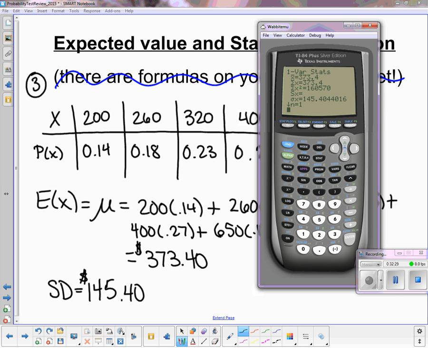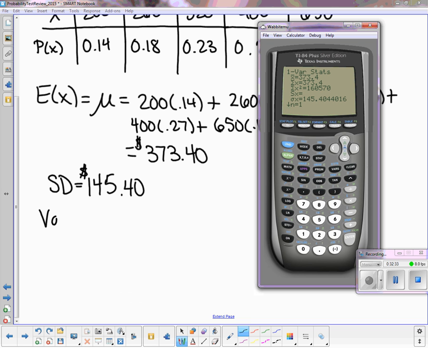what's the variance? What's the relationship between the standard deviation and the variance? You square it. So I'm going to take 145.4, and I'm going to square it. That's the variance. The variance is 21,141.16.